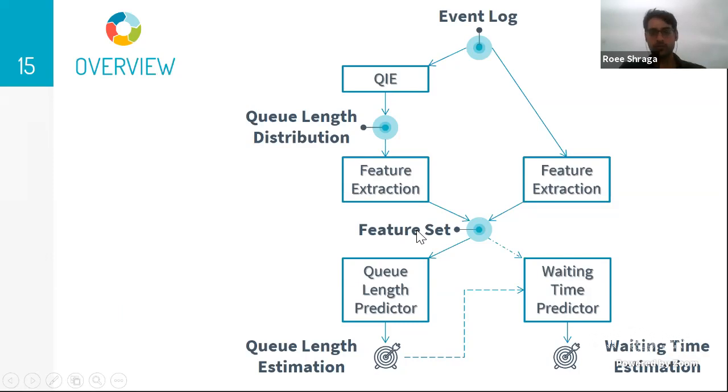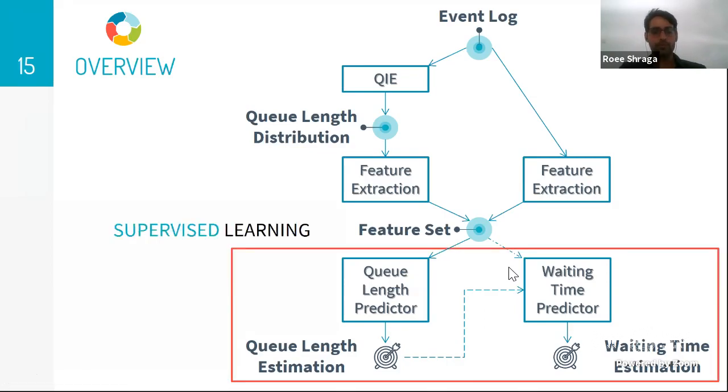Having the full feature set, we now turn our efforts to the prediction of the queue length and the waiting time. We first aim to predict the queue length. To do so, we cast our problem as a regression problem, aiming to find a regressor that predicts the queue length. To implement this regressor, we use an out-of-the-box approach, experimenting with several types of regression models, including linear regression and gradient boosting. Similar to the queue length prediction, we also cast our waiting time prediction as a regression problem.